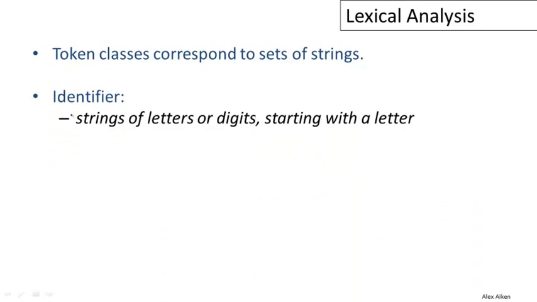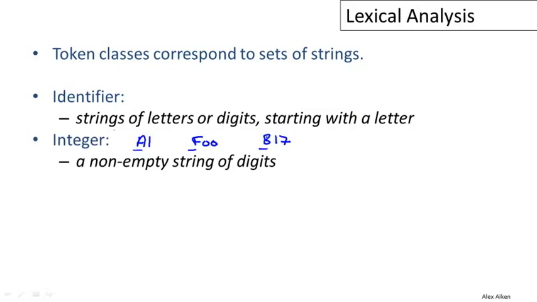So for example, the token class of identifiers in most programming languages might be something like strings of letters or digits starting with a letter. So for example, a variable name or an identifier could be something like A1, or it could be foo, or it could be B17. All of those would be valid identifiers. And often there'll be additional characters that are allowed in identifiers, but that's the basic idea. Very often, the main restriction on identifiers is that they have to start with a letter.